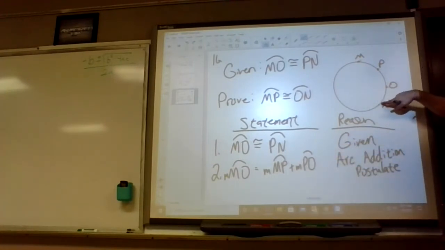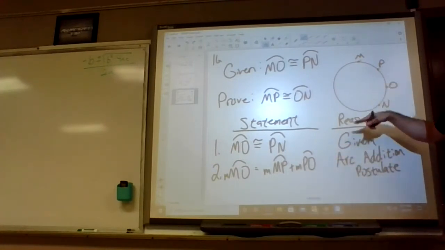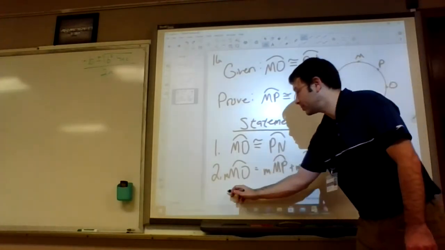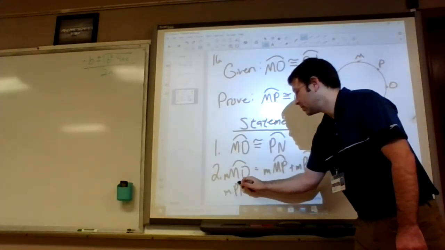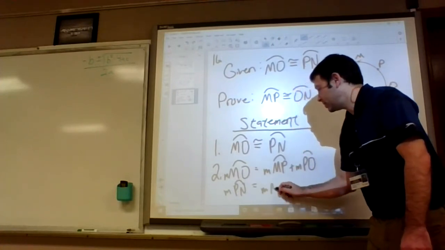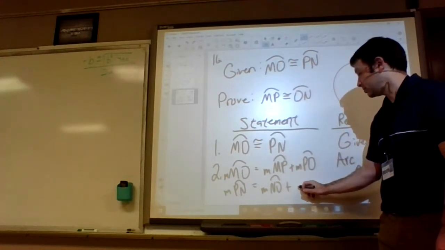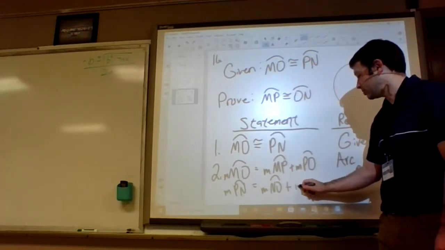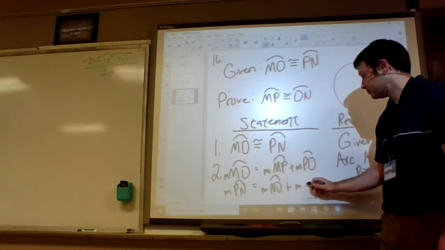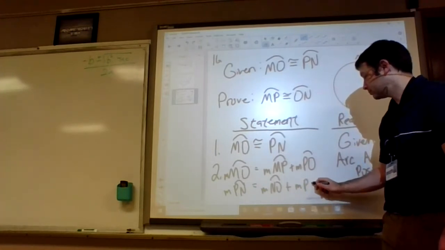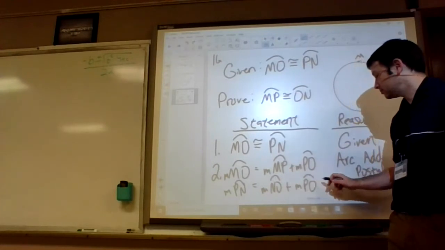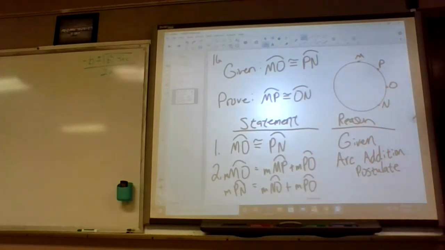Similarly, I'm going to say that NO plus OP is equal to PN. So PN is equal to NO plus OP, or I guess I'll call it PO again. I'm putting that on line 2 because that's also the arc addition postulate. So I'm going to call that step 2 still.